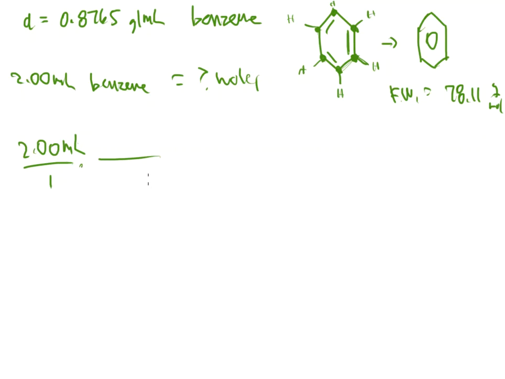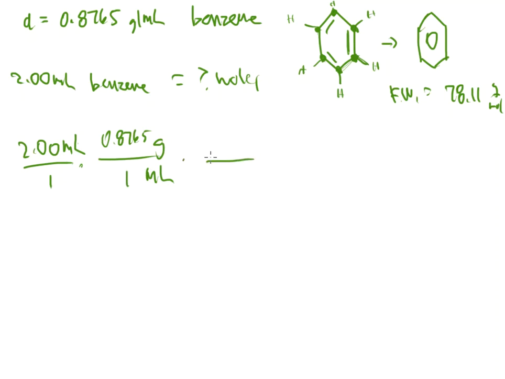Well, milliliter on top, milliliter on the bottom. And we now know, just a while ago, that milliliter can only be related to gram. And that's it. And in order to do that, I need density. Well, my density is right up here at the top, 0.8765 grams per 1 milliliter.